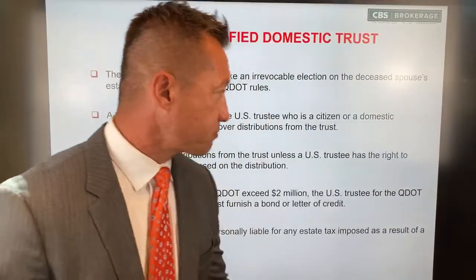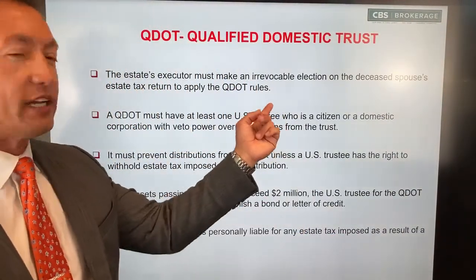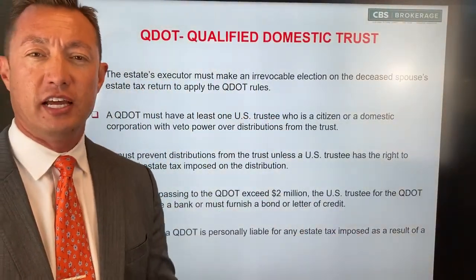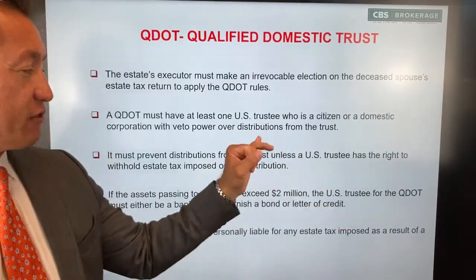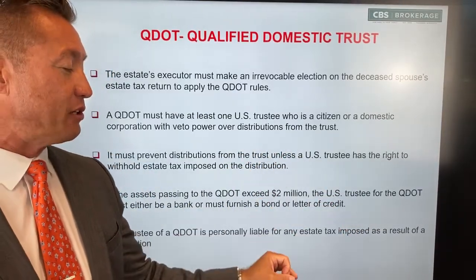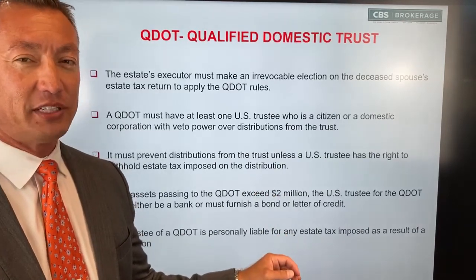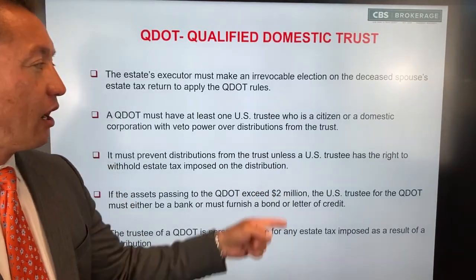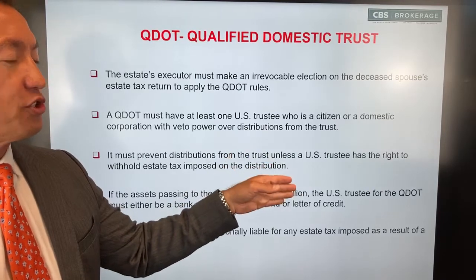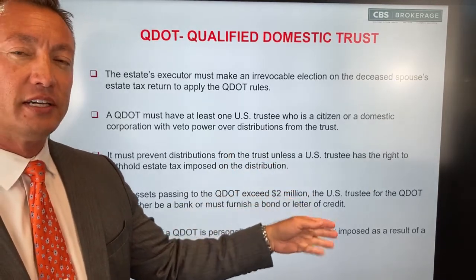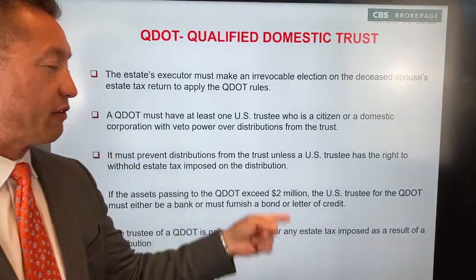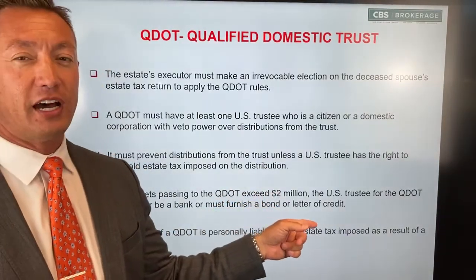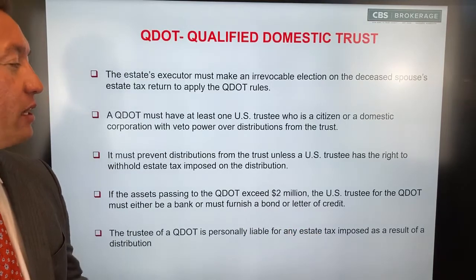So what we see here is that a qualified domestic trust is defined by the fact that it must have a U.S. trustee. The U.S. trustee is actually liable for the estate taxes inside that trust that are due. If it's more than $2 million of assets held in the QDOT, it must have an institution as the trustee, or a letter of credit must be applied for by the non-institutional trustee.